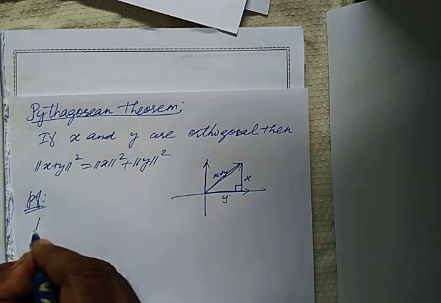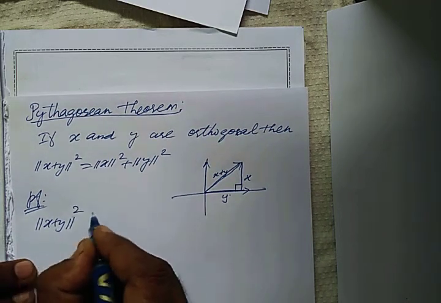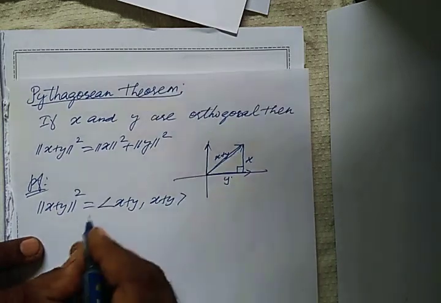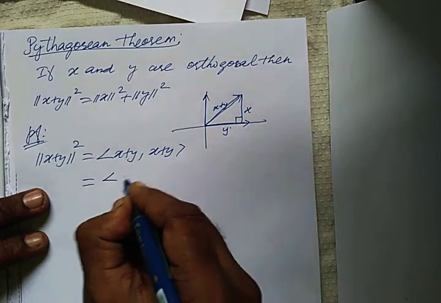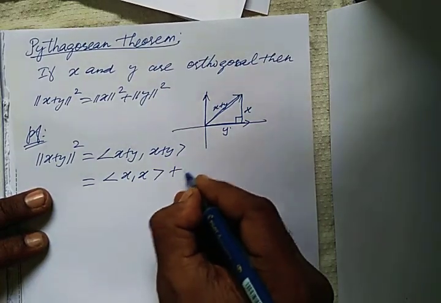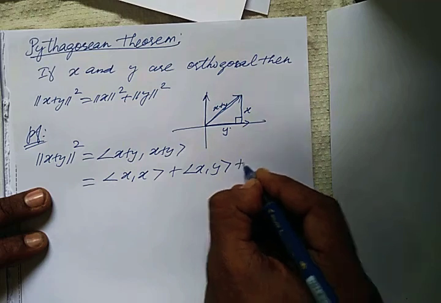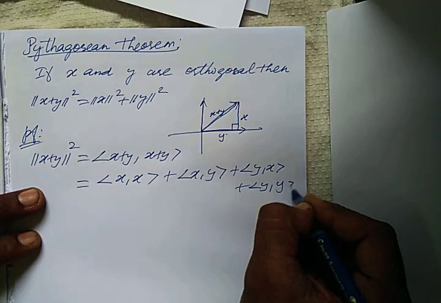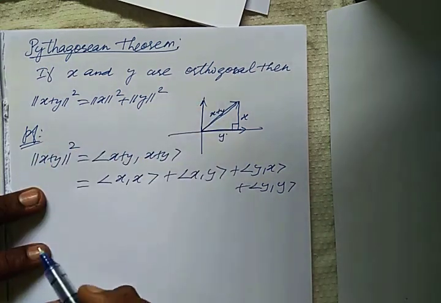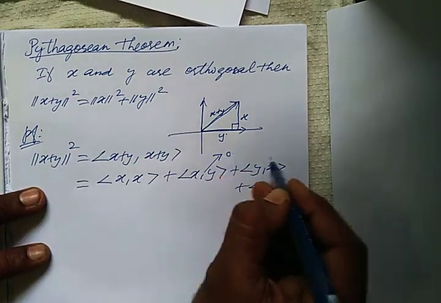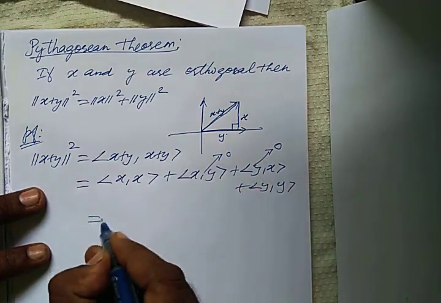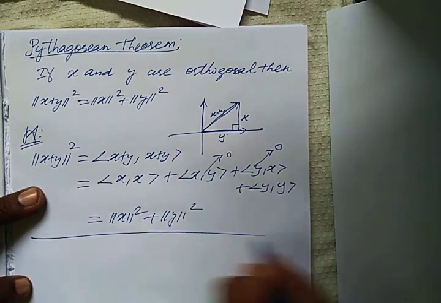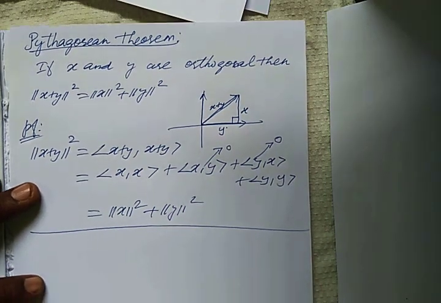What is the expansion of this one? Take the left hand side, norm x plus y the whole square, that is equal to inner product of x plus y comma x plus y. The expansion is inner product of x comma x plus inner product of x comma y plus inner product of y comma x plus inner product of y comma y. But these two are orthogonal to each other, so this will be 0 and this will be 0. Hence we get norm x square plus norm y square. So this is called the Pythagoras theorem.